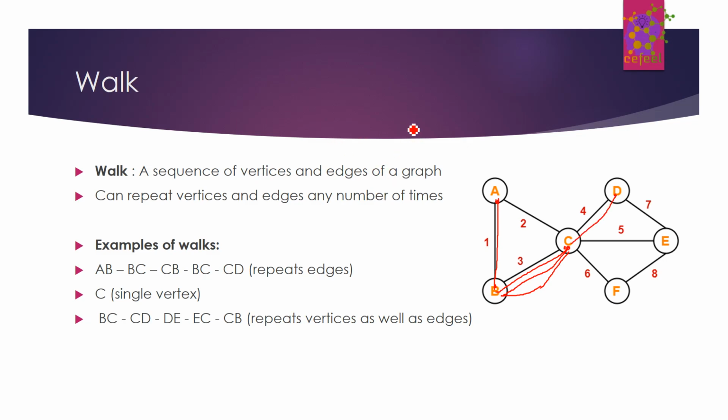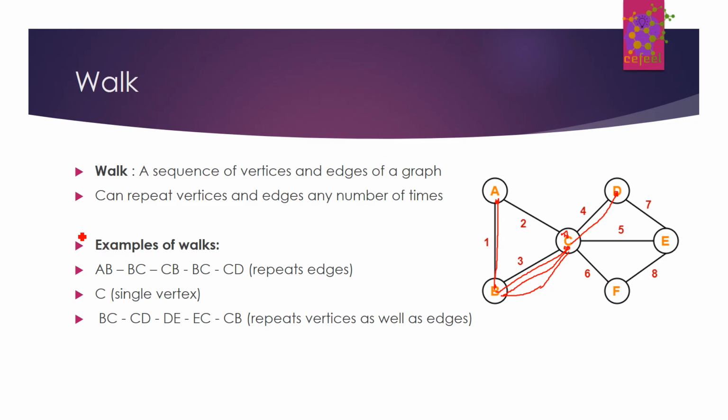So in a way, I started from vertex A and reached vertex D, and I followed a path, a set of edges. And remember, we are allowed to repeat edges, so I repeated edge BC a few times. That's why it's a walk. A walk can also be a single vertex. Let's say I'm just starting at C and I just end at C. So this is also a walk.